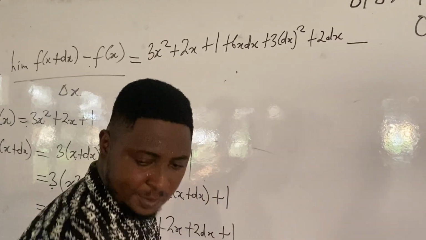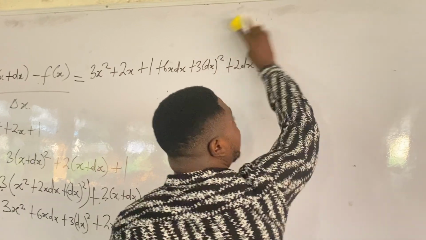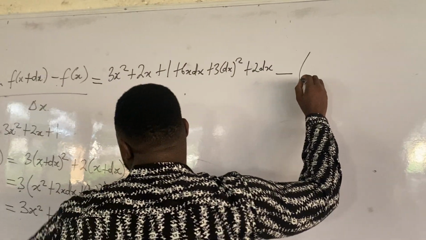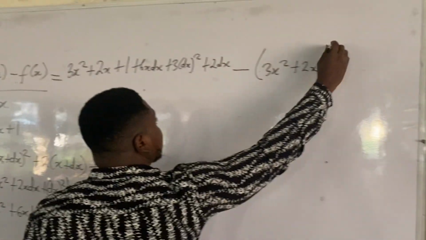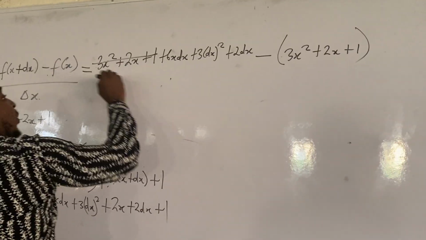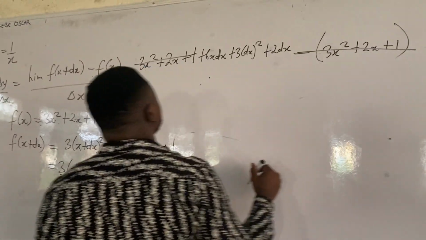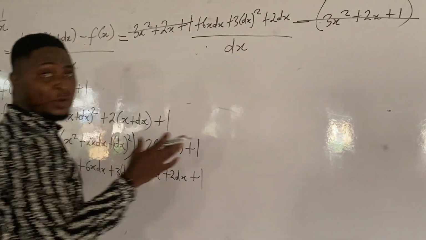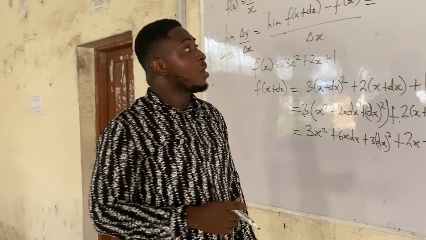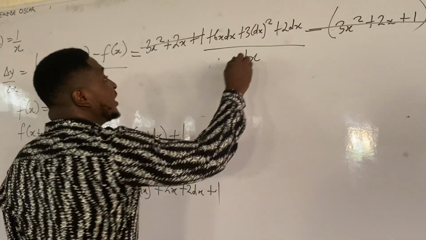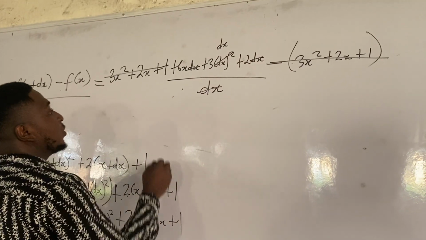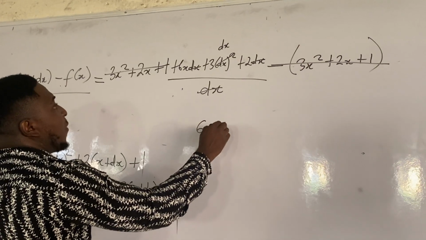Minus f of x. Who is f of x? 3x squared plus 2x plus 1. Now what that means is that 3x squared plus 2x plus 1, we cancel everybody here. All over dx, this is what is left now, right? You see why it's good to collect like terms, so we can have them in one place. All over dx means dx will kill at least one dx in each case. And who survives? 6x plus 3dx plus 2.